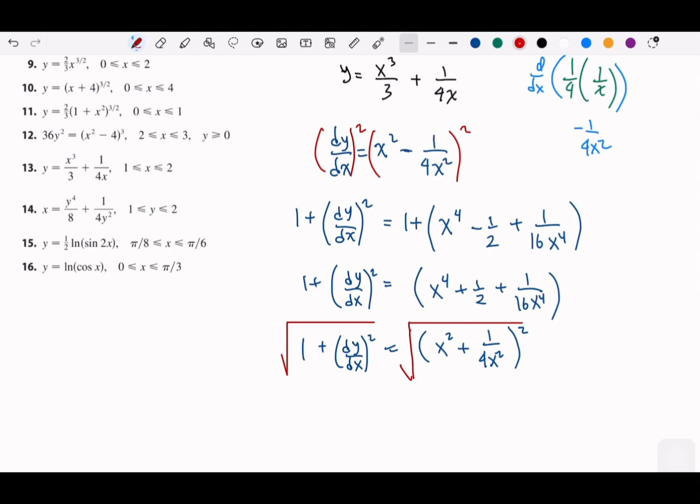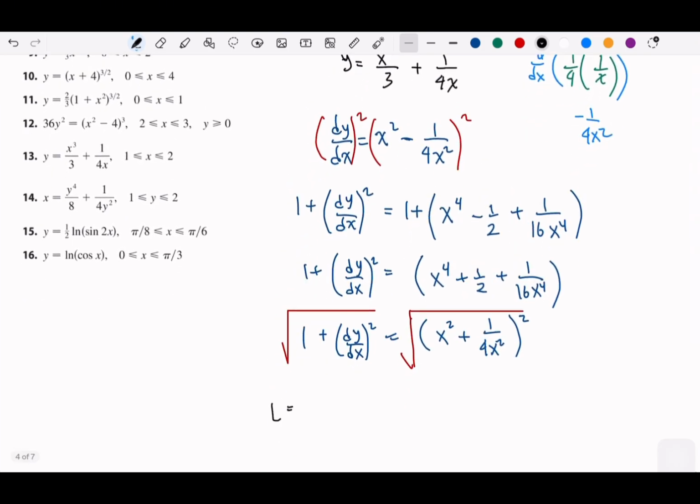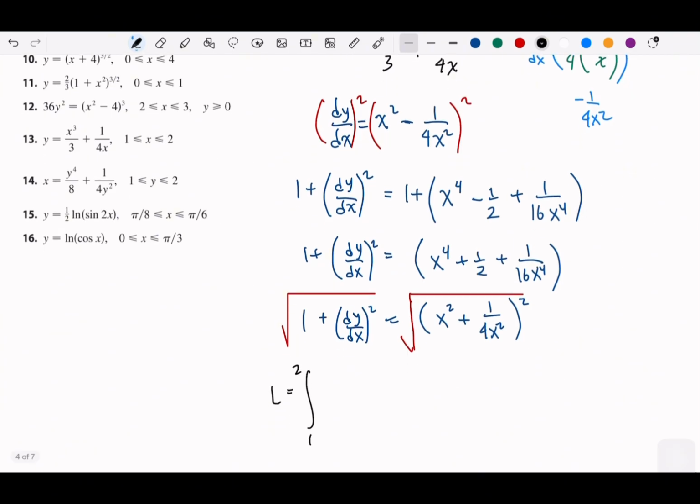Okay. So we get the L, it's from 1 to 2. And we can just write the integral of x squared plus 1 over 4 x squared, dx. And the rest is integration.